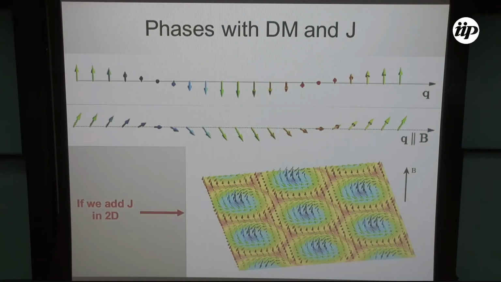Okay, so what happens if you put Dzyaloshinskii-Moriya and ferromagnetic exchange together? Then you will get some kind of spiral. If you put a magnetic field, you can get some spiral with some conical tilting in the direction of the field. But if you combine everything in two dimensions, then you can cook up these phases, okay?